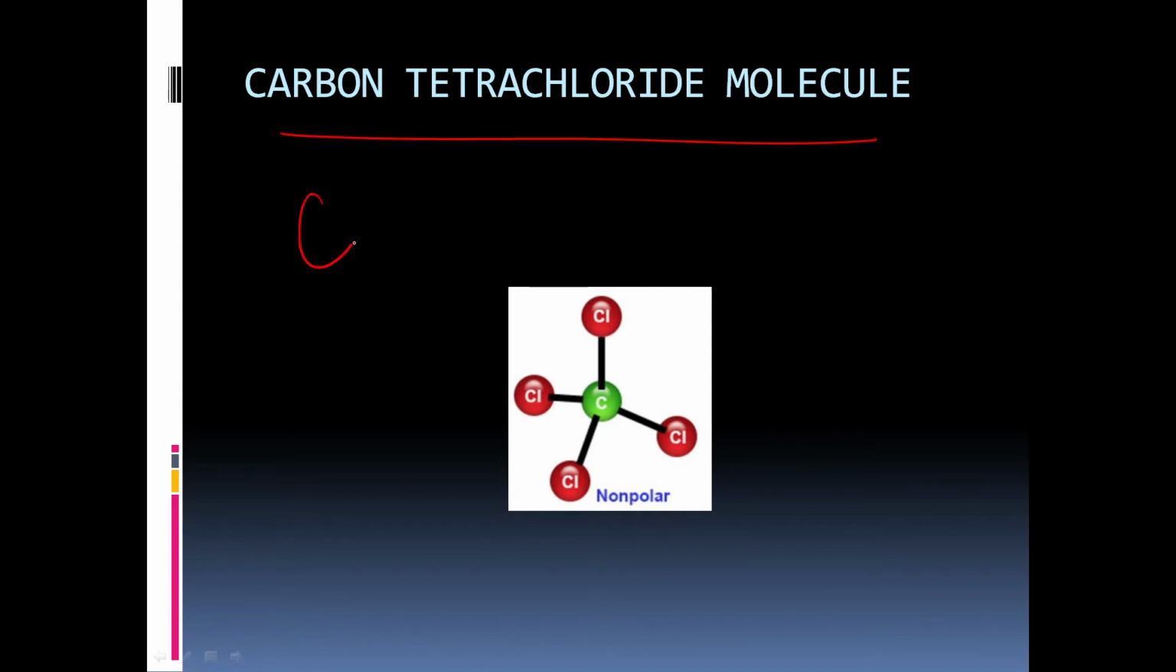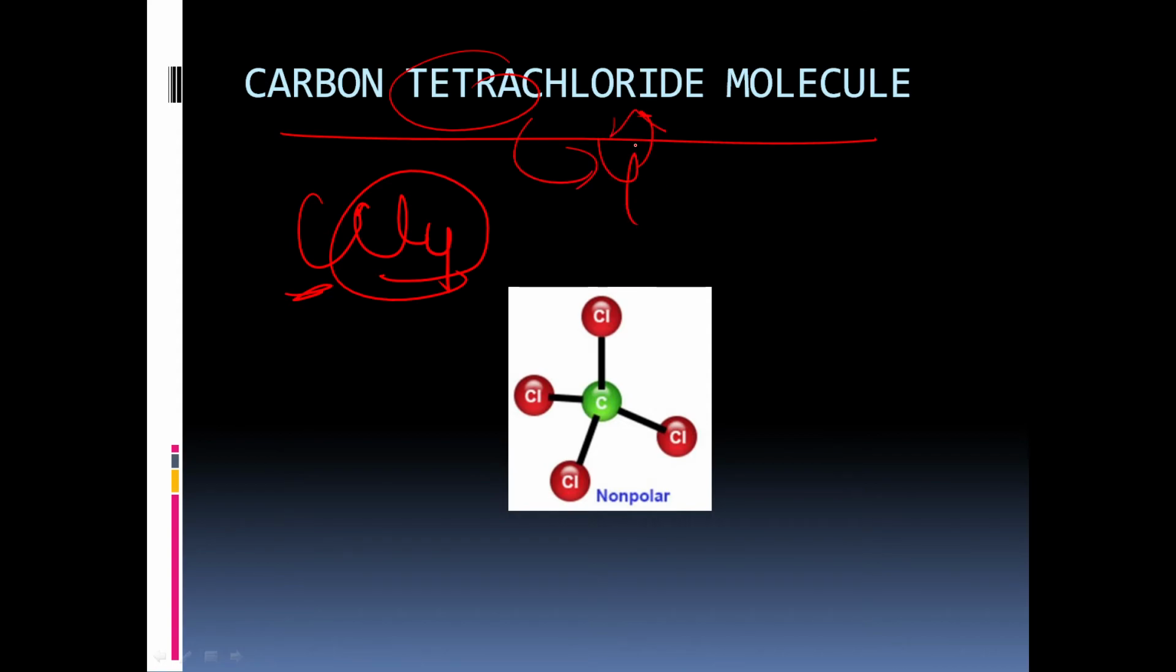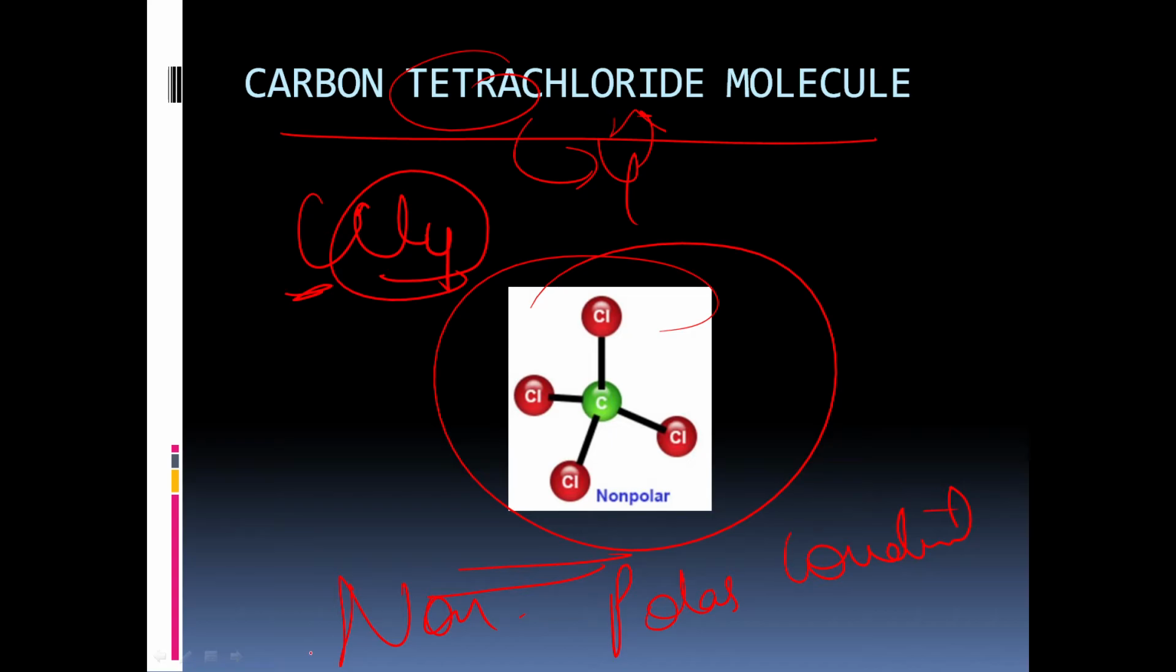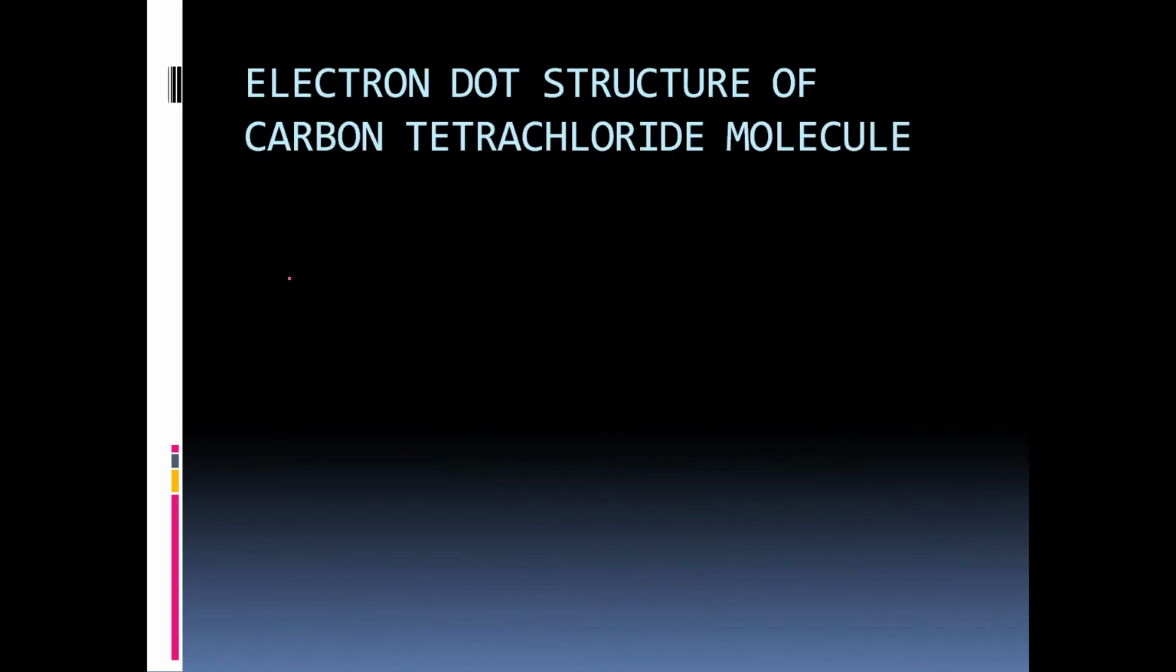Carbon tetrachloride, that is CCl4. C for carbon, Cl4 for chlorine, tetra. Tetra means 4 chlorines, right? This is the way it is bonded and it is a non-polar covalent compound. I hope you all know it. Non-polar covalent means equal distribution. Let's see how. I'm going to draw the electron dot structure for it.